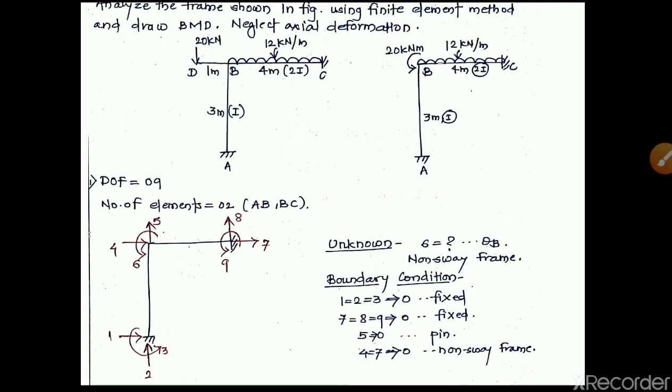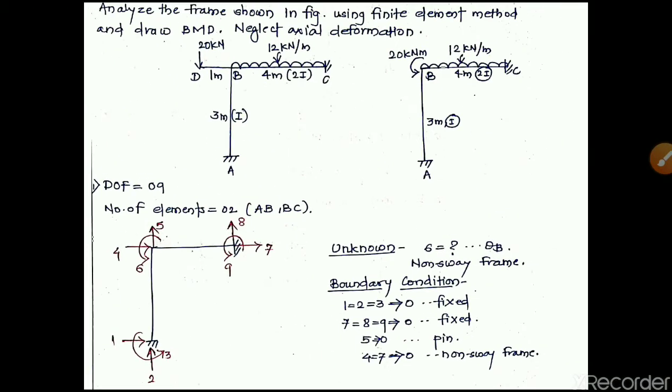Then number 5, the vertical translation at B point, is also 0 because that is a pin support, and one more reason is that it is the axial translation of the column. After that, numbers 4 and 7, because it is a non-sway frame, so delta, which represents the beam level, numbers 4 and 7 are equal, and that is also equal to 0 because it is a non-sway frame. So the total number of unknowns is only 1, that is number 6. Remaining all are 0. So this is your first step.